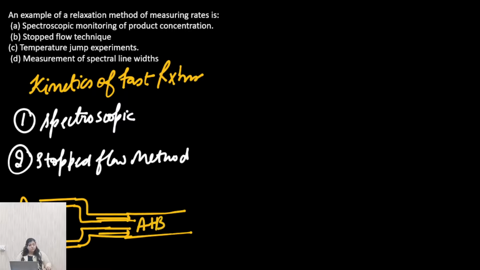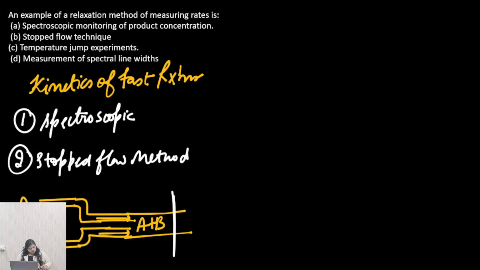So what we do is, all of a sudden you stop the flow of this. That means you are giving it a jerk. So to study fast reactions, this is one of the methods. Okay, that is your stopped flow method.